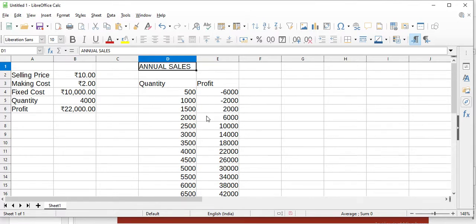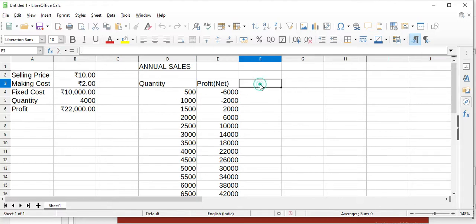Now there is another example I would like to share with you. If you want to find the profit as per quantity, per pen, this I will mention as the profit for net, the whole profit, and here I would like to make the profit per pen.